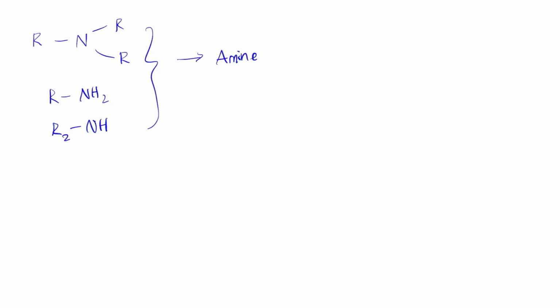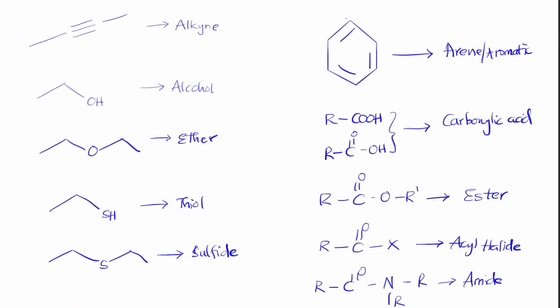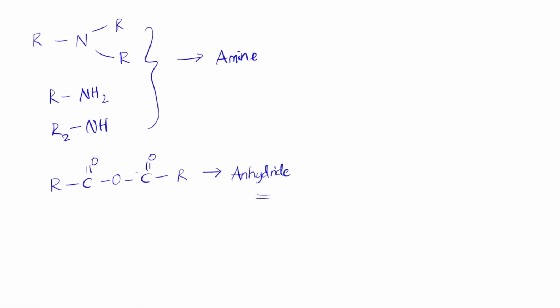Next, if you have R C double bond O, bond O, bond C double bond O, R, this here is an anhydride. So these are the common functional groups. This is the first slide of functional groups and the second slide of functional groups. And remember that whenever you see a specific type of bond, you have to remember what type of compound it is. Understanding that will help you in understanding how the atomic structure also stays.